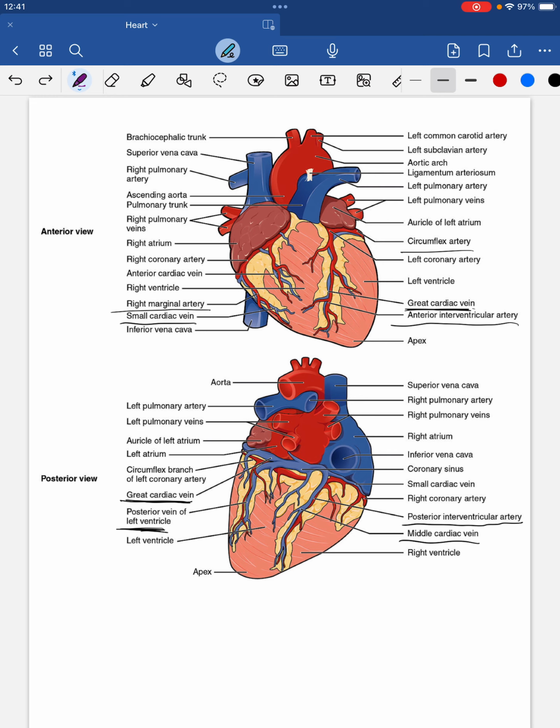I just wanted to point out one thing here that doesn't have to do with coronary circulation. This here is the ligamentum arteriosum, so that's the leftover structure from fetal circulation, where the pulmonary trunk was connected to the aorta. So I just wanted to point that out because I didn't in the PowerPoint.